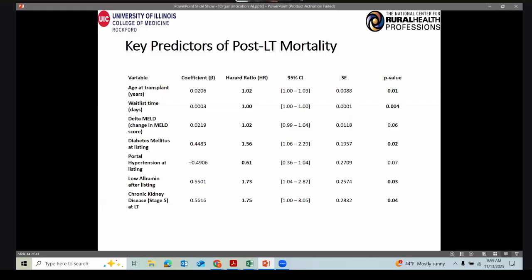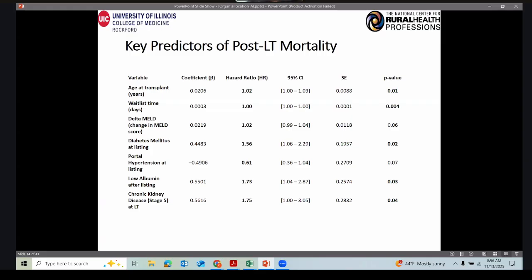Interestingly, portal hypertension at listing also showed a protective trend with a hazard ratio of 0.61. Though it is not statistically significant, this may reflect the fact that portal hypertension itself is a marker of decompensation, but many of these patients are prioritized earlier and managed more aggressively, which could improve the outcomes.